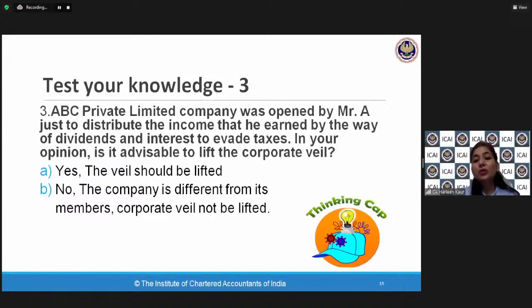ABC Private Limited was opened by Mr. A just to distribute the income that he earned by way of dividends and interest to evade the taxes. In your opinion, is it advisable to lift the corporate veil? Number 1, yes, the veil should be lifted. No, the company is different from its members. Corporate veil should not be lifted.